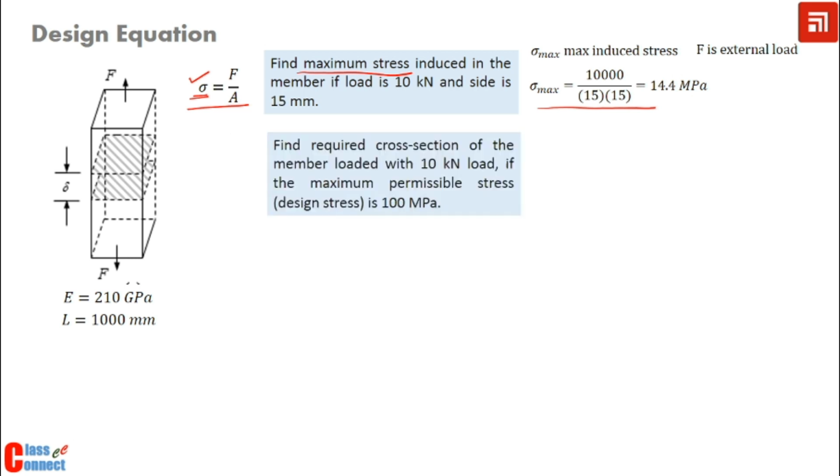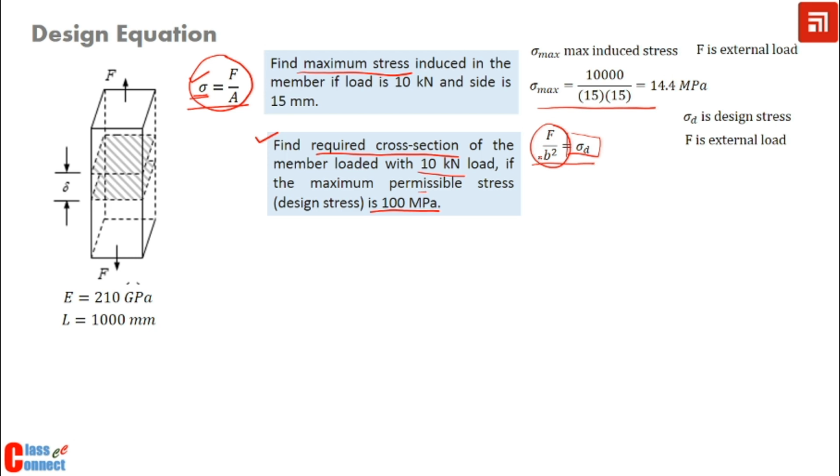The second type of problem is like this: we have to find out the required cross section of the member for a given load, and the maximum permissible stress is given, and this stress we also call design stress. So this is the second type of problem that we have done. To solve this, we can write down the same equation in a different form, arranged in a specific manner, so that we have the right hand side term, that is design stress, and the left hand side term, which is the induced value of stress.